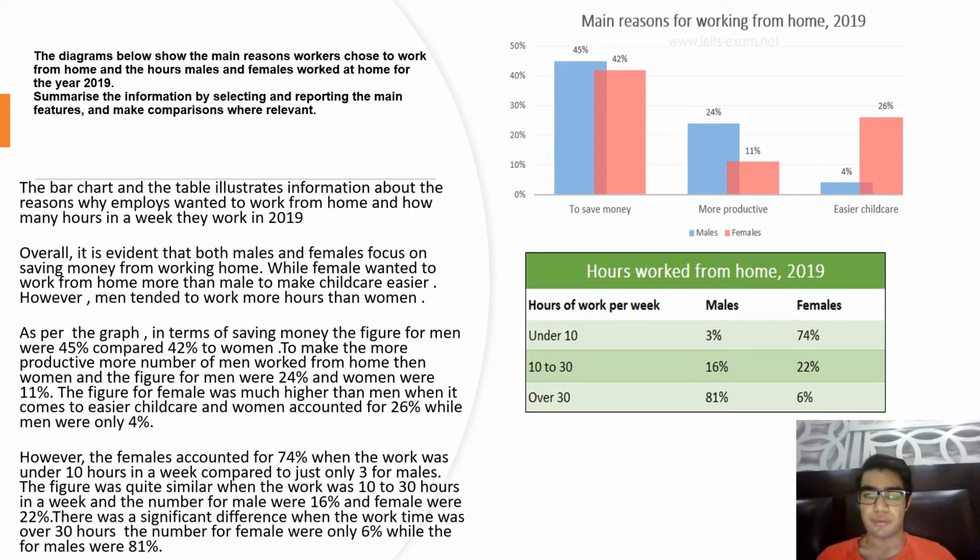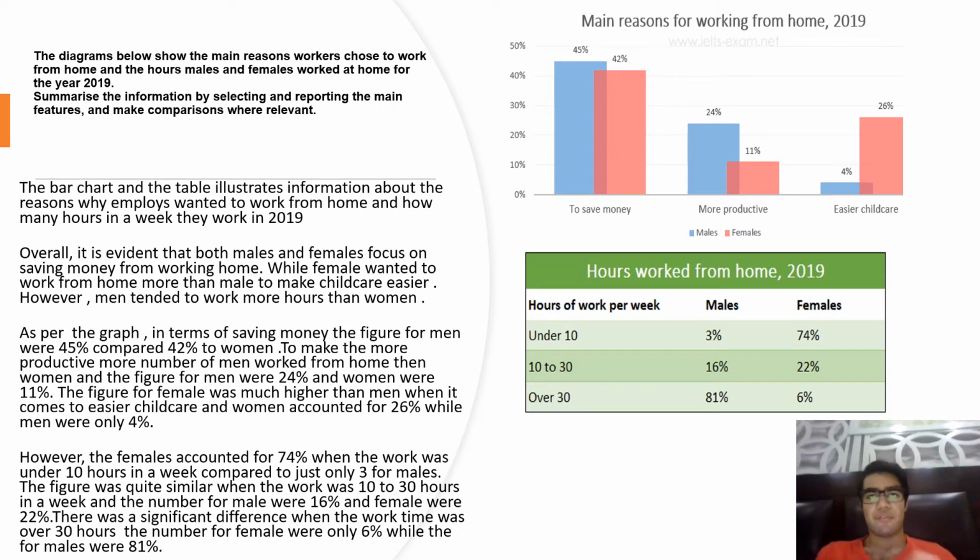He wrote that the bar chart and the table illustrates information, right? I could say it like this: The bar chart shows the primary reasons why employees wanted to work from home in 2019, and the table shows how many hours males and females spent working in 2019. It's as simple as that.